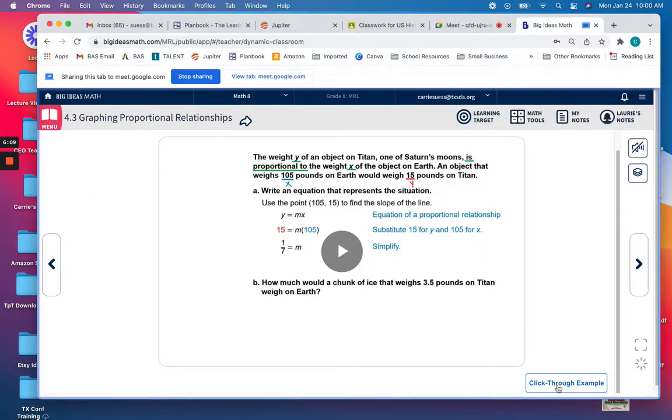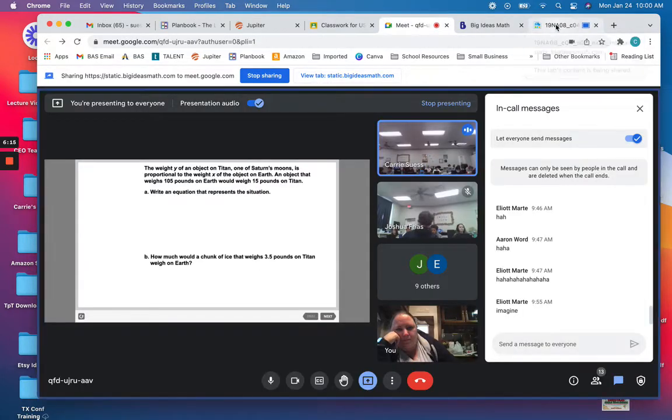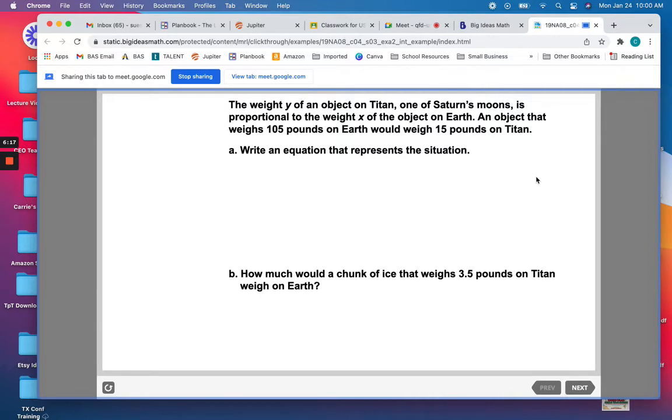Alright, for this example, the weight y of an object on Titan, one of Saturn's moons, is proportional to the weight x of the object on Earth. An object that weighs 105 pounds on Earth would weigh 15 pounds on Titan. Ooh, we'd all be super light, probably floating around. So we're going to write an equation that represents this situation.